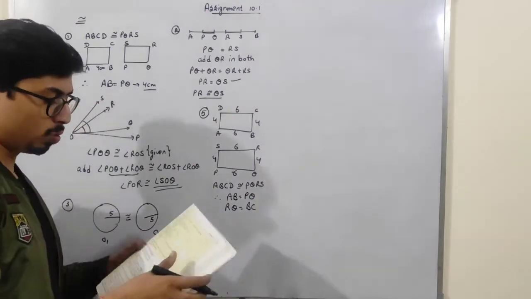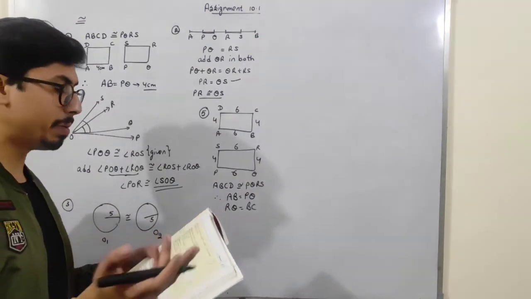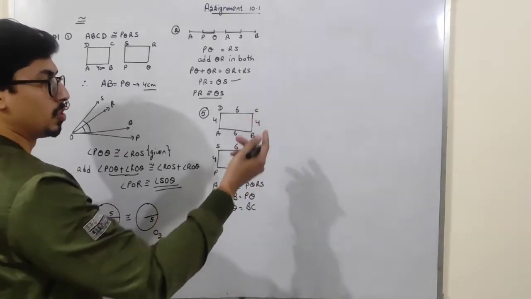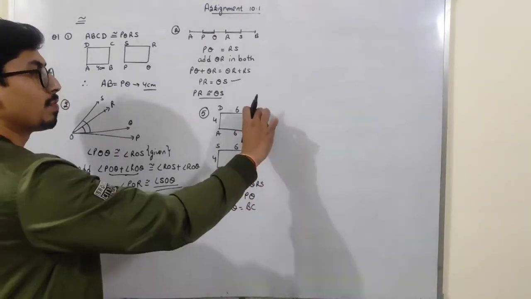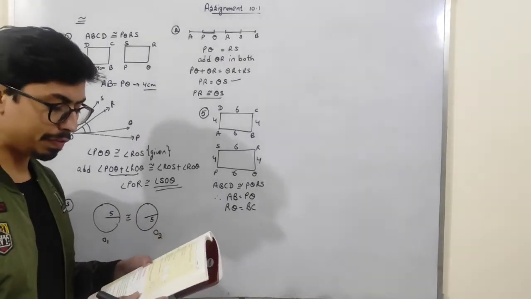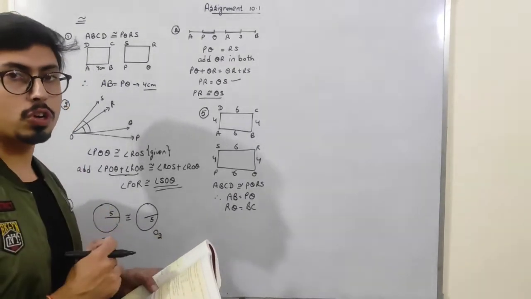Okay. Now what we have to do? We have to find out PQ and BC. So PQ is how much? 6. BC is how much? 4. So this is 6 and this is 4. And these are the required answer. Okay. So this is our question number 5, students. Now moving forward to the question number 6.